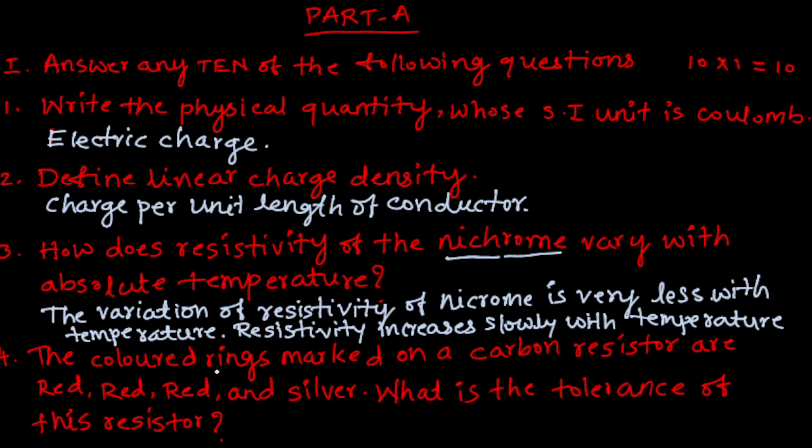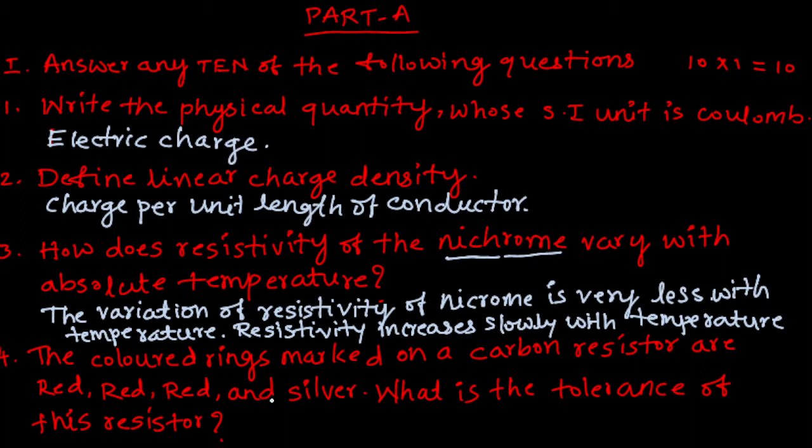Next question. The colored rings marked on a carbon resistor are red, red, red, and silver. What is the tolerance of this resistance? Now they have asked this question in a different way. Usually, in previous year question papers, they give colors on a color band and ask what the resistance value is. This time, they have asked what the tolerance of the resistor is.